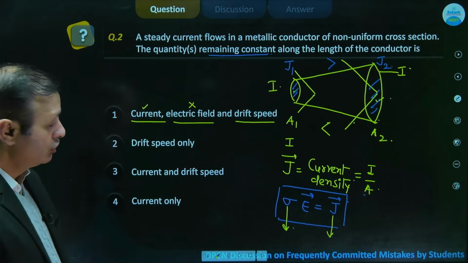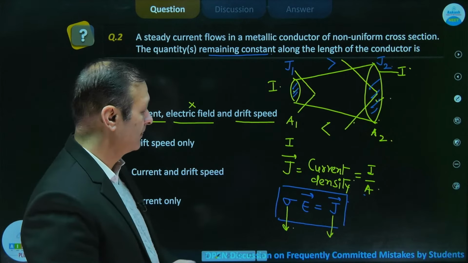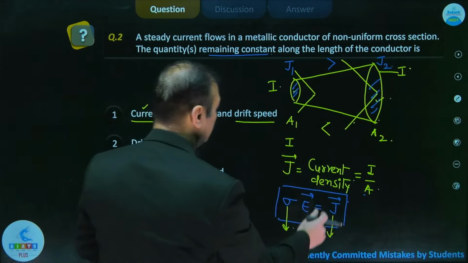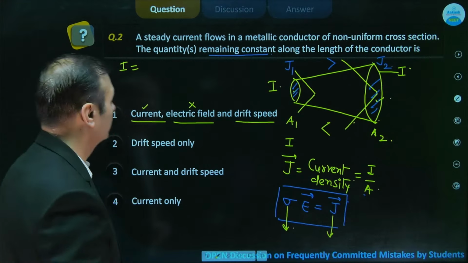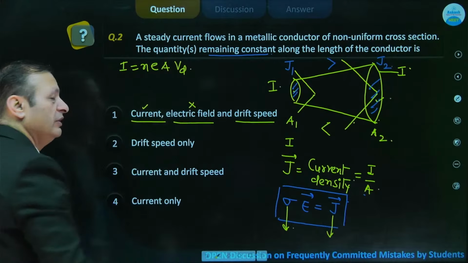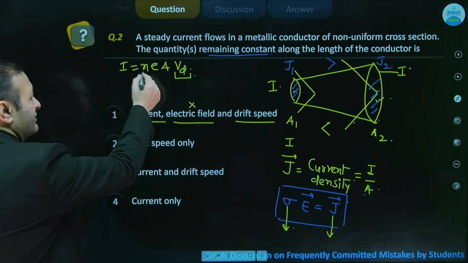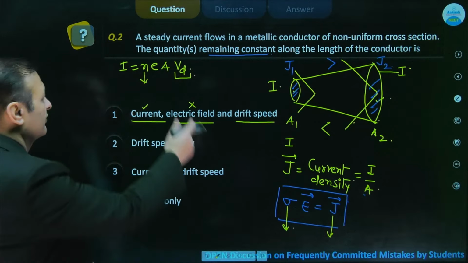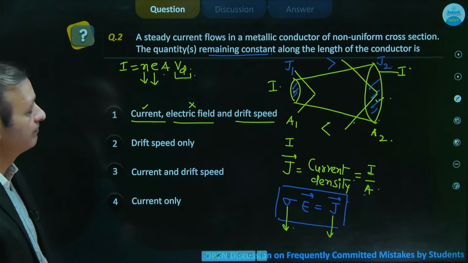Got it? So how we are getting close to the answer? I think you people are getting it. Now let's come to the third, drift velocity. Current is the same. So do we have an idea about the relation between current and drift velocity? This is written as I equals n e A Vd. Vd stands for drift velocity, where small n is number density, that is the number of free electrons per unit volume, e is charge, A is area of cross section.